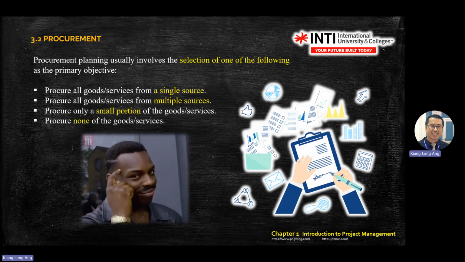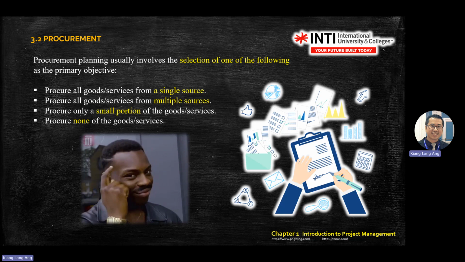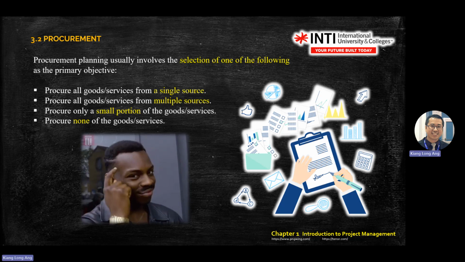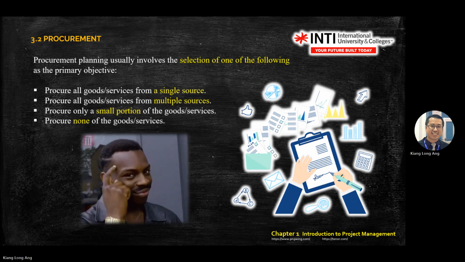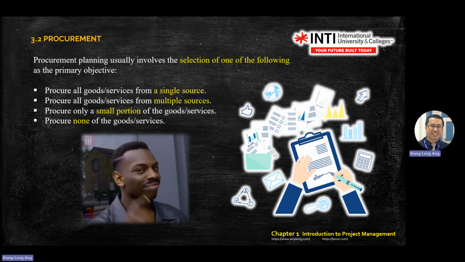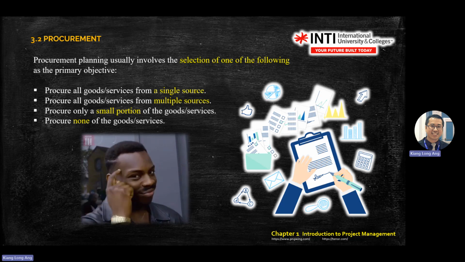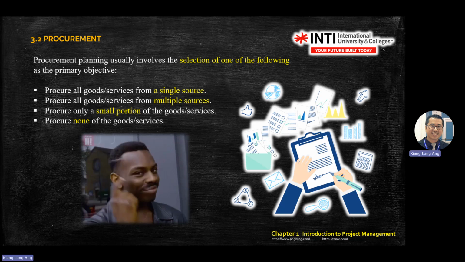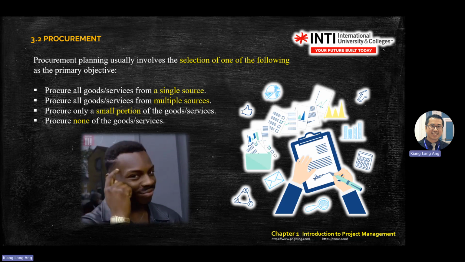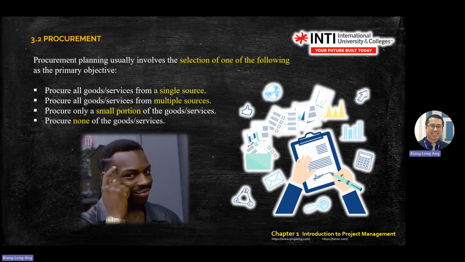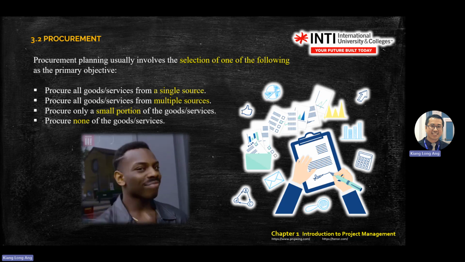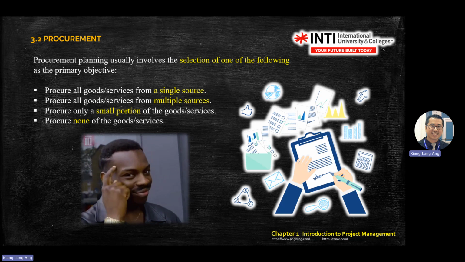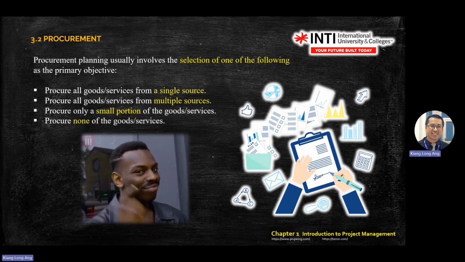The second one is multiple sources. With multiple sources, normally you have more than one part or component. For example, Proton or BMW. You want to assemble a car, you have lots of components. So from there, it's better you use the second method, multiple sources, as a backup plan, right? So procurement can be only a small portion, or you procure none of the goods. There are four decisions here: selection, or either you don't buy anything.